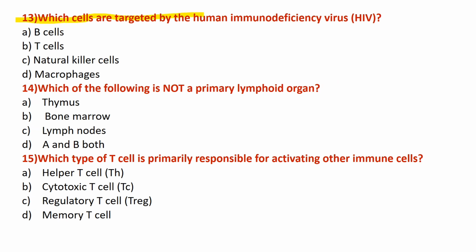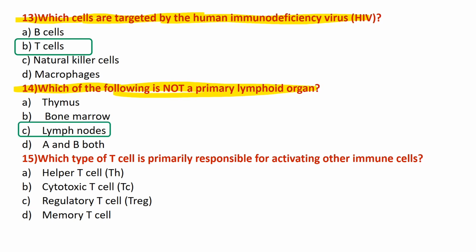13th question is, which cells are targeted by the human immunodeficiency virus HIV virus? And the right answer is option B, T cells are targeted by the HIV virus. 14th question is, which of the following is not a primary lymphoid organ? And the right answer is lymph nodes. Lymph nodes are the secondary lymphoid organs.